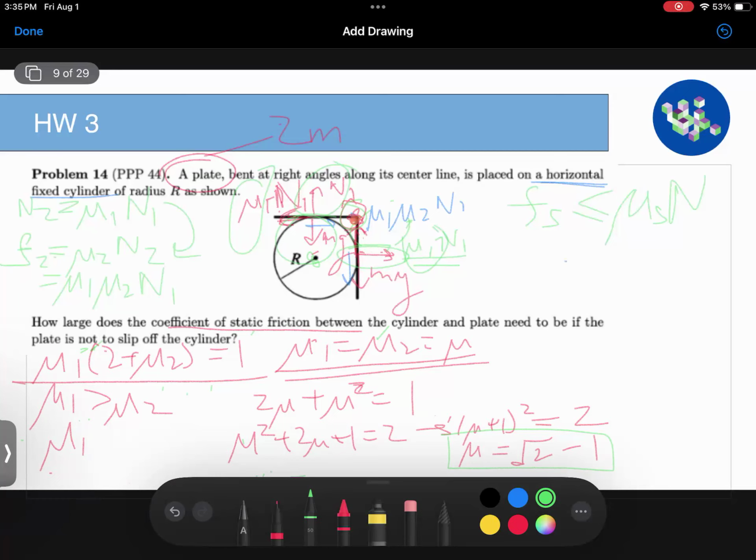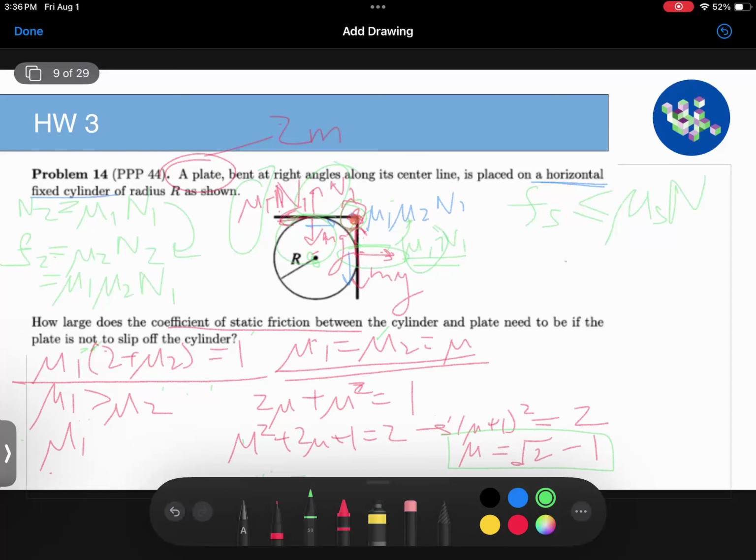Oh, good question. So I get what you're saying. Right now, what I'm doing is separating the plate into two parts, but my system is still the entire plate itself, right? Because I'm saying that the entire plate is static. It's under force and torque balance. So if I'm trying to do torque balance on one single system, I have to choose a single point that I'm measuring the torque about, if I'm just looking at that one system, right?